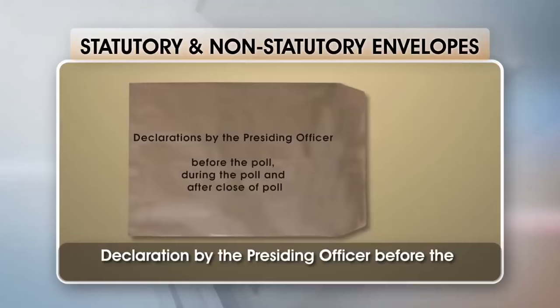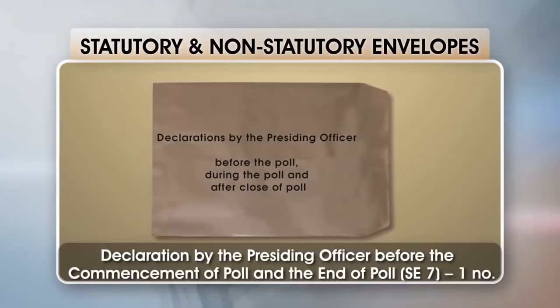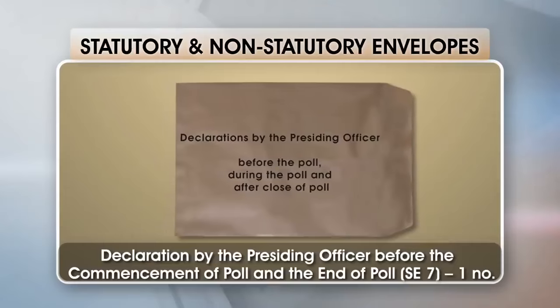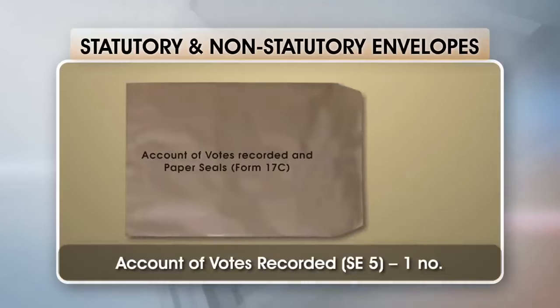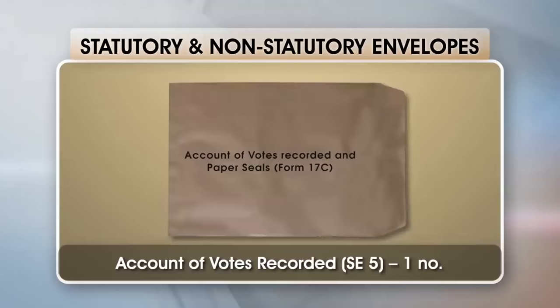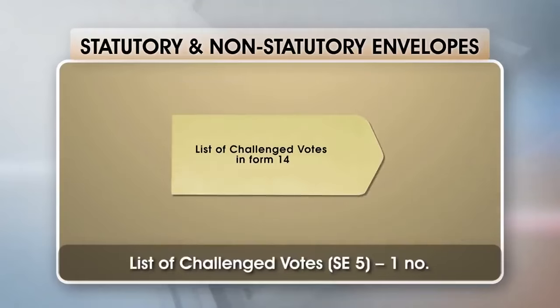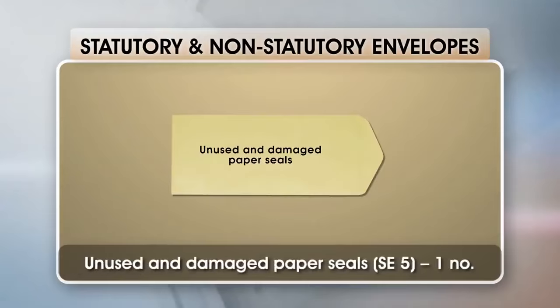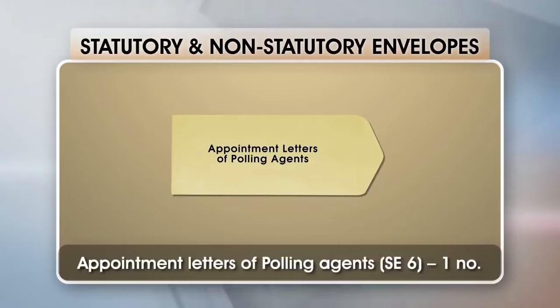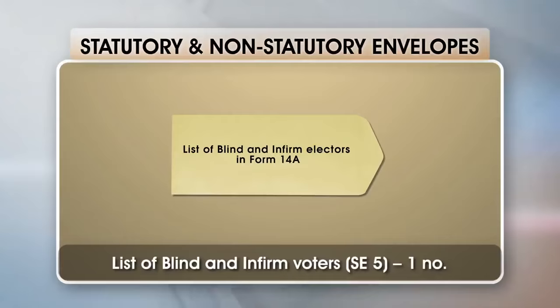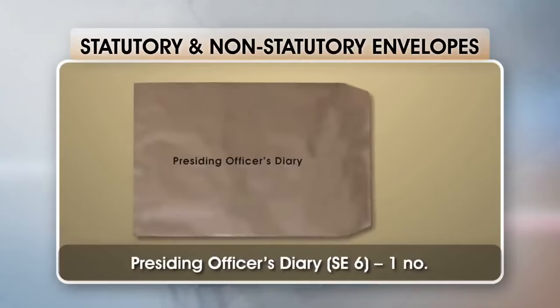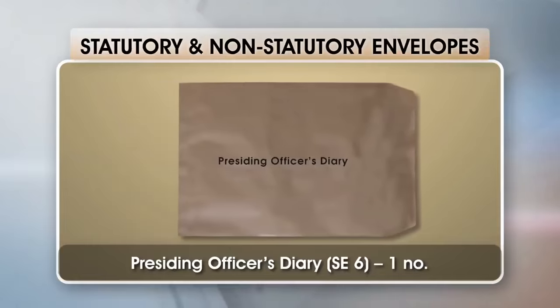For declaration by the presiding officer before the commencement of poll and the end of poll, SE7, 1 number. For account of votes recorded, SE5, 1 number. For list of challenged votes, SE5, 1 number. For unused and damaged paper seals, SE5, 1 number. For appointment letters of polling agents, SE6, 1 number. For list of blind and infirm voters, SE5, 1 number. For presiding officer's diary, SE6, 1 number.